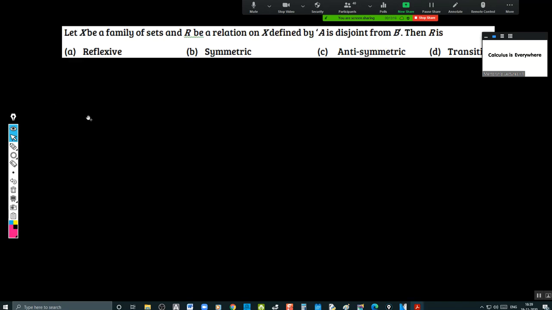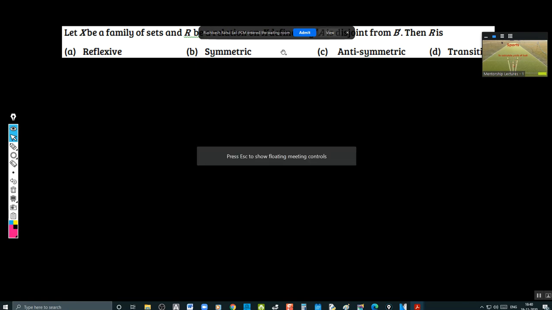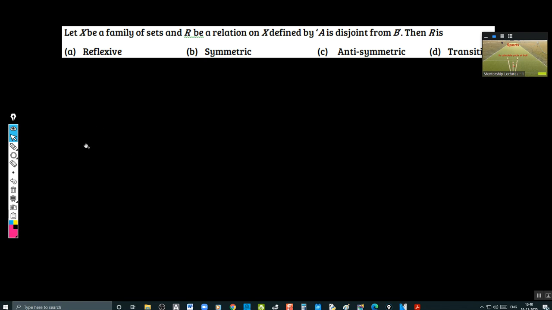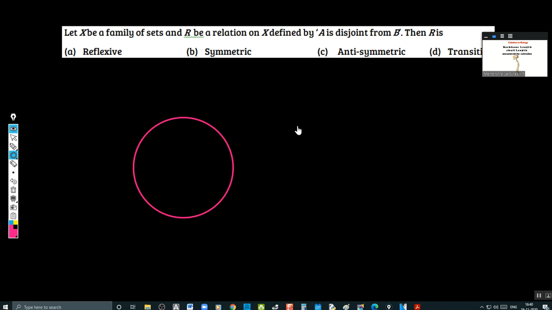The next one. X be a family of sets and R be a relation on X defined by A is disjoint from B. Then R is... First of all, what is the meaning of disjoint? Nothing is common. Disjoint means if you have a set like this, another set like this, disjoint sets means nothing is common to both.